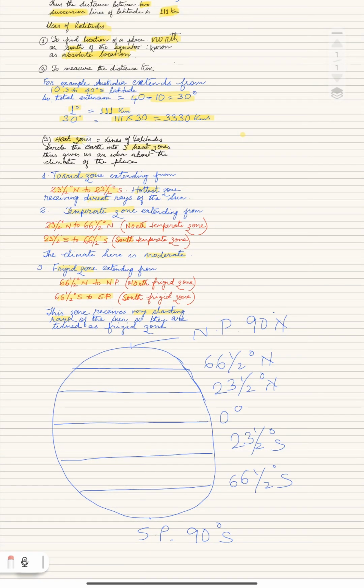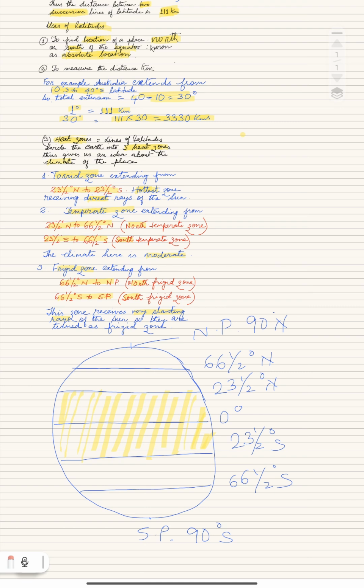And third use is heat zone. Lines of latitudes divide the earth into 3 heat zones, thus gives us an idea about the climate of a place. The first zone is torrid zone, extending from 23.5 degree north to 23.5 degree south. This is the hottest zone, receiving direct rays of the sun.